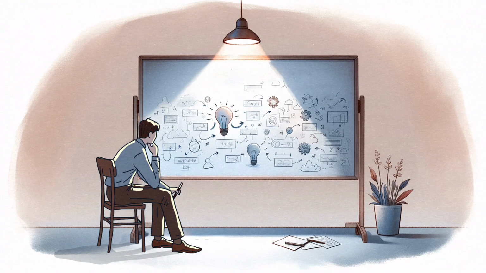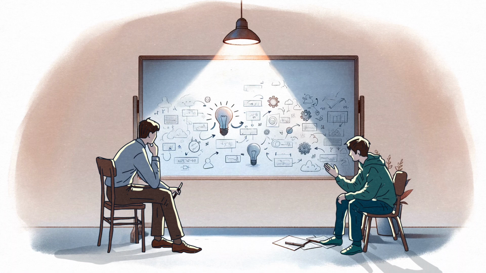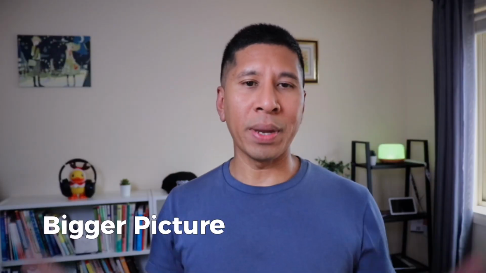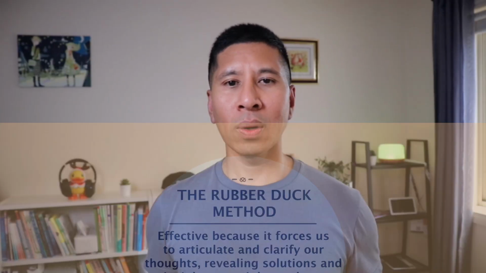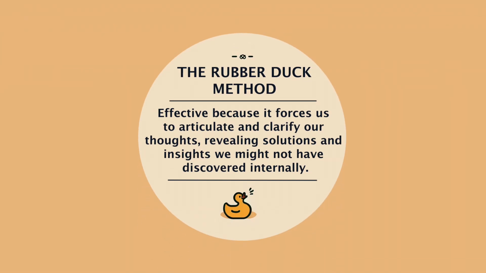Finally, when we're too close to a problem, it's so easy to get lost in the details or stuck on some incorrect assumption. By verbally walking through each step of the problem and explaining it to someone else, we can uncover previously overlooked aspects and reduce our biases. This helps us see the bigger picture and find solutions more effectively. At its core, the rubber duck technique is about articulating and clarifying our thoughts, which can reveal solutions and insights we might not have discovered internally.